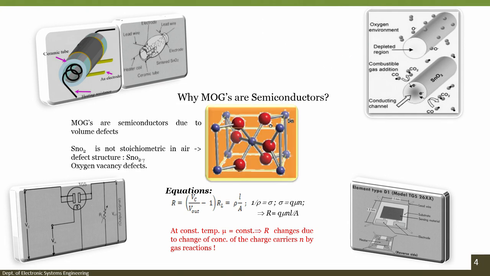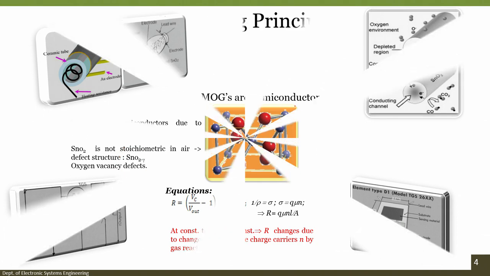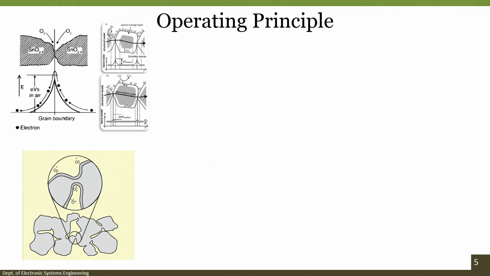So, the question is why we have to use metal oxide semiconductor gas sensors. This is because of the volume defect. SnO2 is not stoichiometric in air, but a defect structure SnO2 minus x, this one, right, shows the oxygen vacancy defects. So, that is why we can use SnO2. In the same way, if you are talking about the operating principle, like I discussed, each sensor consists of a few grains, and there is a depletion layer, which is a space charge layer that is created in presence of oxygen. And on inducing an oxidizing gas or a reducing gas, this depletion layer width will change.